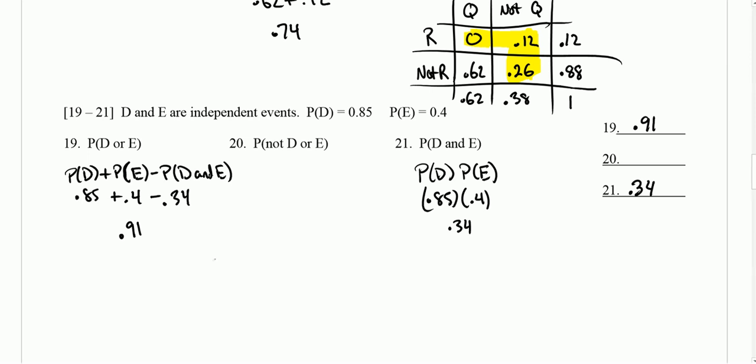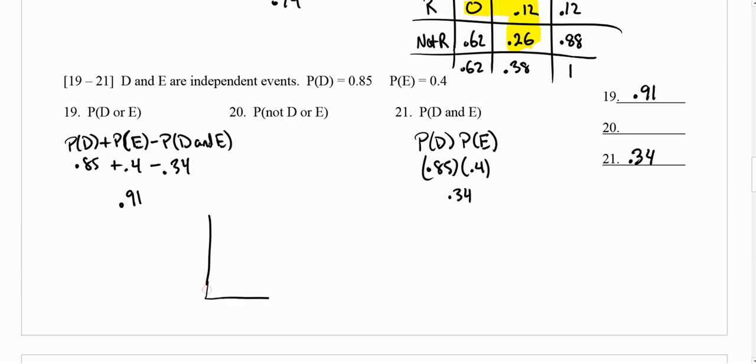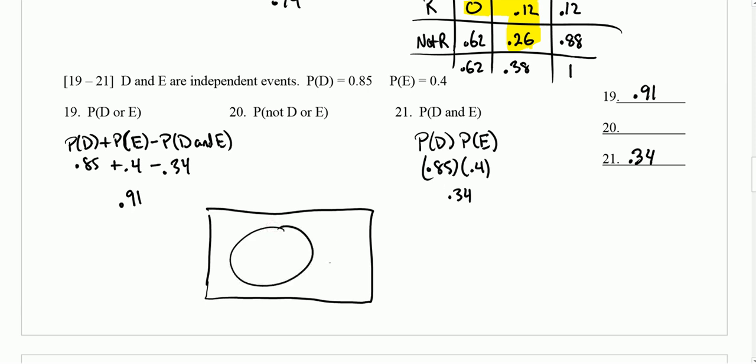This one I'll use a Venn diagram to help visualize. We could also use a table like we did in number 18, but here I'm just going to work with the Venn diagram. I know they're overlapping because the probability of D and E is 0.34. So we got 0.34 here. I'm using probabilities. The probability of D is 0.85. So let's say this is D, this is E. So if the probability of D is 0.85, 0.85 minus 0.34 is 0.51.